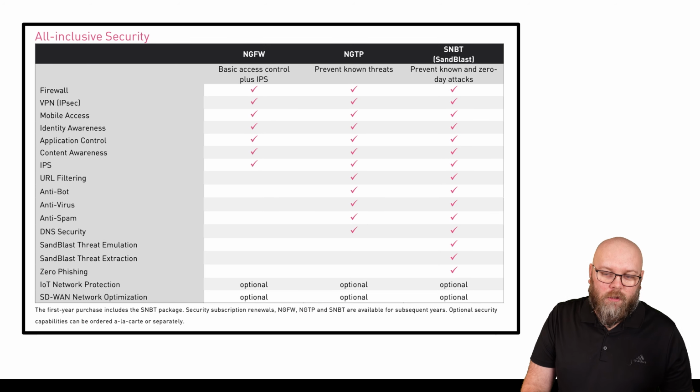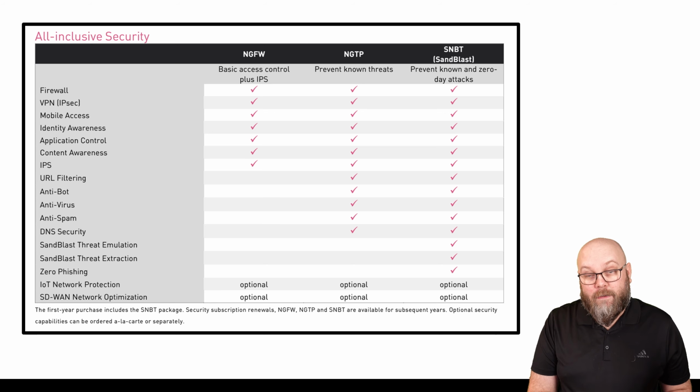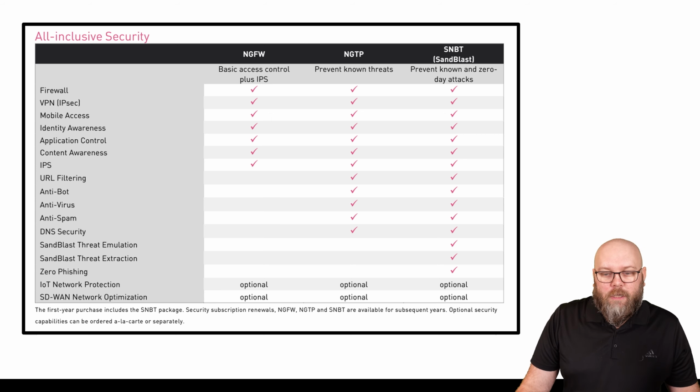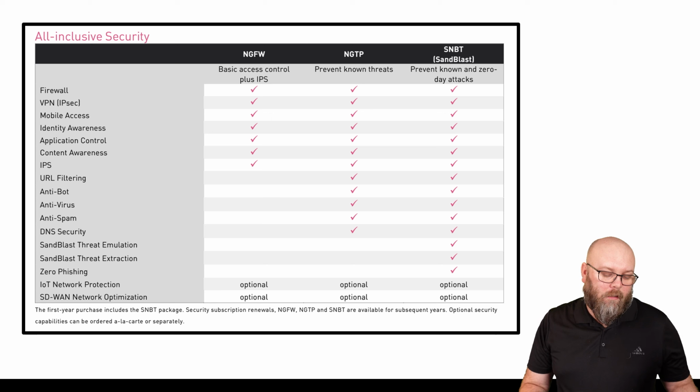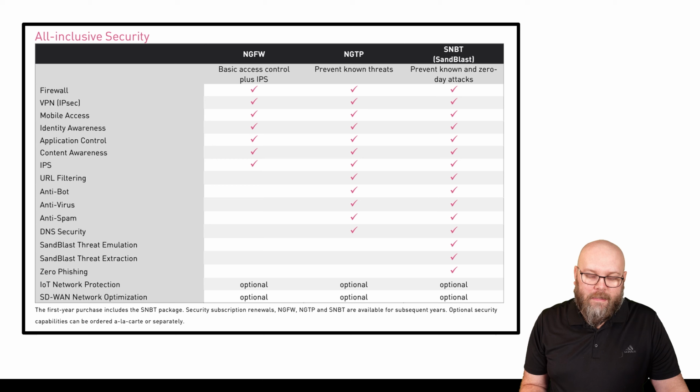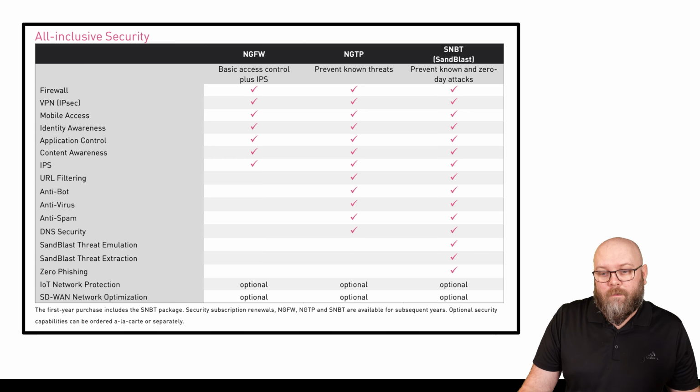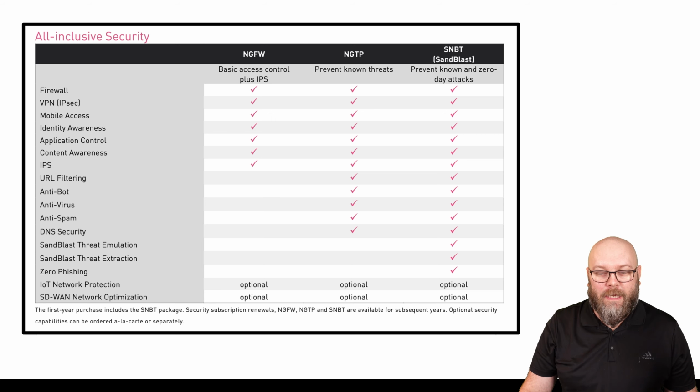So to see what sort of functions are included within these packages, you can check the NGFW, the NGTP, and the SandBlast one. So you need to check, okay, do I need IPS or do I want URL filtering? So it really depends on where this box is going to be placed. And NGFW is the smallest package that is possible to buy. So this already includes identity awareness and application control and IPS. So as you see here, there are already a lot of functions within the NGFW.